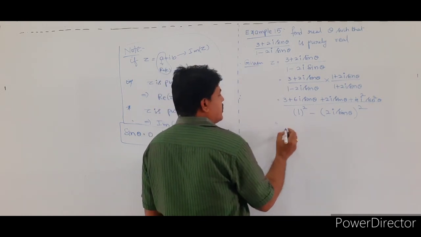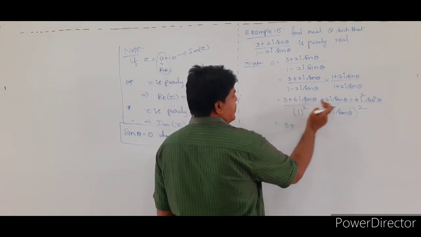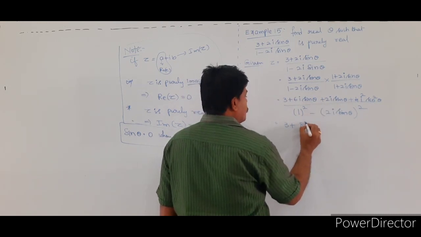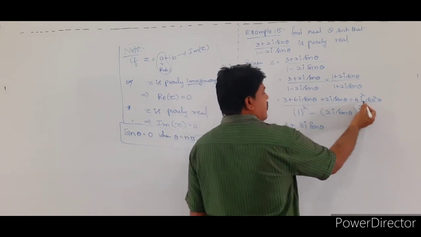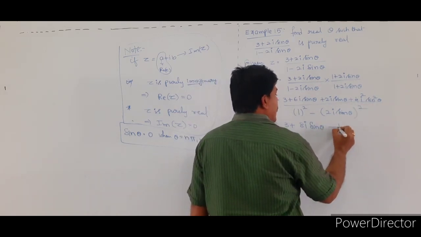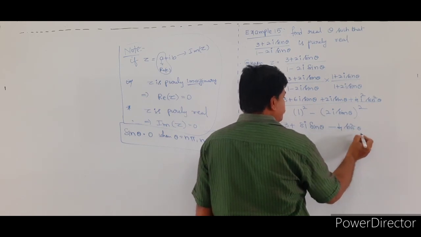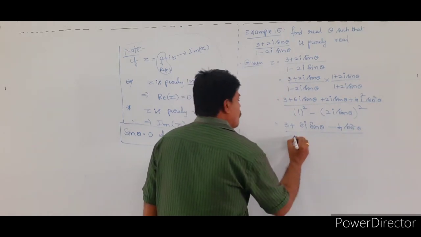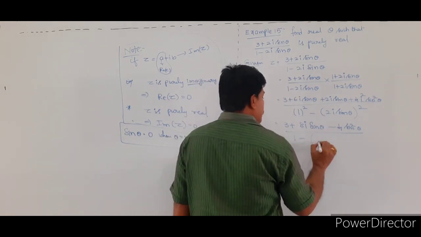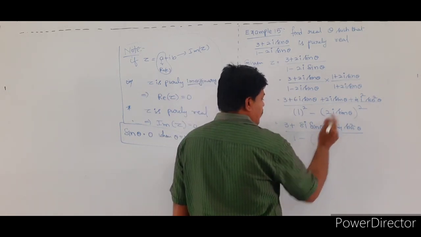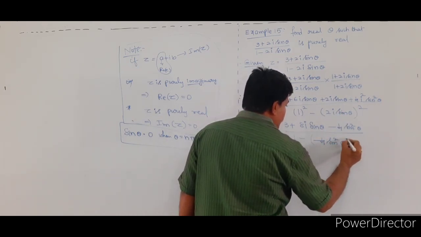So simplify that one here, students. 3 plus 6i sin theta plus 2i sin theta, it will become 8i sin theta. I square value is minus 1, so it will become minus 4 into sine square theta.